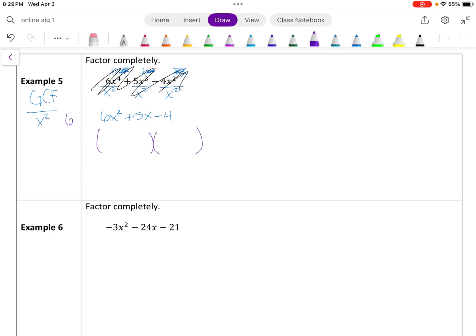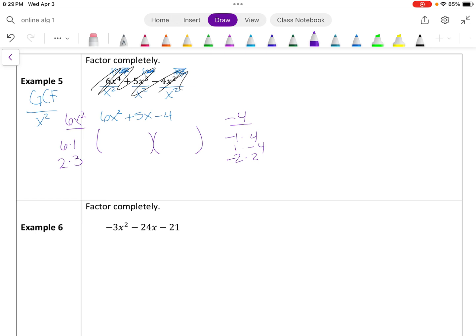All right, let's look at our options here. To multiply to be 6x squared, I could do 6 and 1 or 2 and 3. To multiply to be negative 4, I could do 1 and 4 or 2 and 2. And then since it's negative, it'd be a negative 1, a positive 4, a positive 1, a negative 4, and then my negative 2 and 2. All right, so I got quite a few options here. Let's see if we can narrow it down at all.